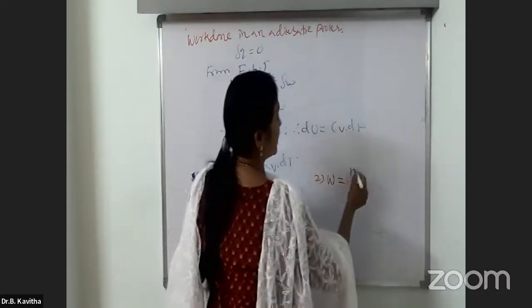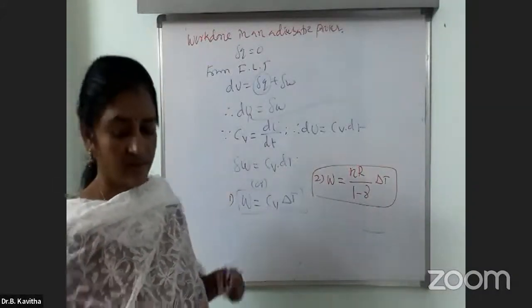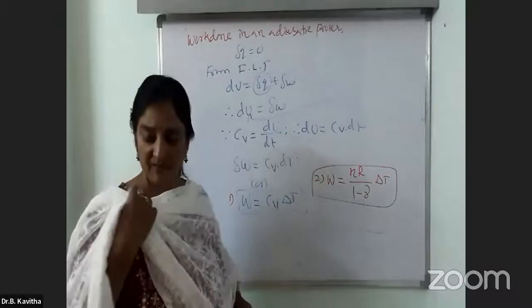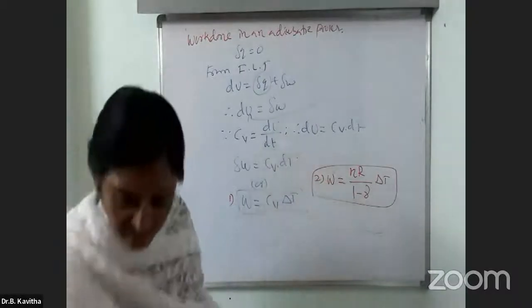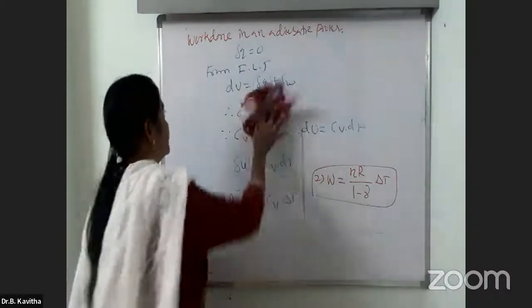W is equal to nR by 1 minus gamma into delta T. Just remember these equations. If they ask you problems based on these equations, you can use them and find out the values.